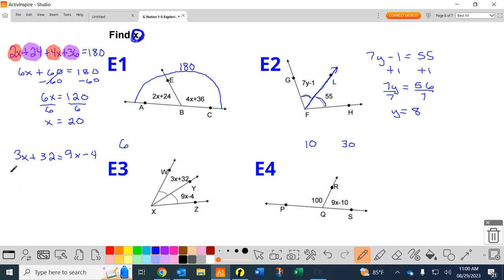Here we go. We would minus 3x. That would make it 32 equals 6x minus 4. We would add 4. It's going to be 36 equals 6x. We divide both sides by 6, which means 36 divided by 6 is 6, so 6 equals x. That one is correct. Does anybody have a concern? Any questions about why I did what I did? Anything on solving example 3?